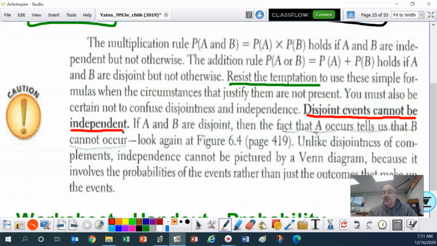Look at figure 6.4 on page 419. Unlike disjointness of complements, independence cannot be pictured by a Venn diagram because it involves the probabilities of events rather than just the outcomes that make up the event. We're going to go ahead and look at some examples of probability. If you want to print this off, there's a PDF right above this video.